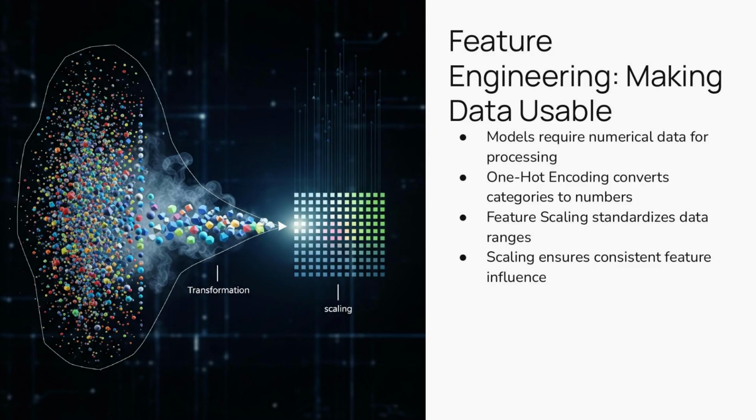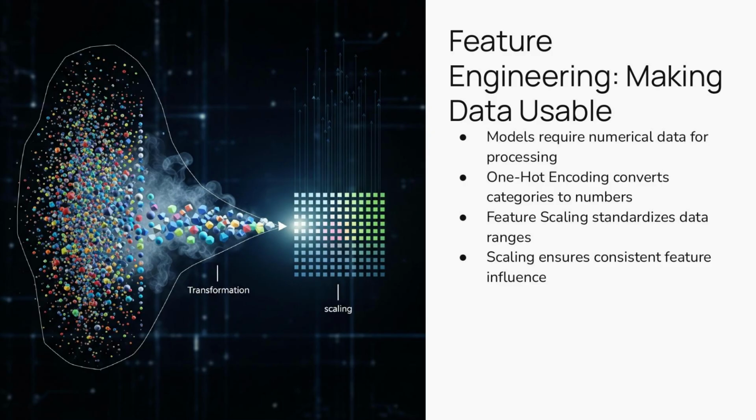This step is a game changer: feature engineering. It's all about transforming our raw data into a format the model can actually understand. And here's the biggest rule. Models only understand numbers. They don't understand text like red, green, or blue. To fix this, we use a trick called one-hot encoding. We create new columns for each category like is red and is green, and just use ones and zeros. Problem solved.